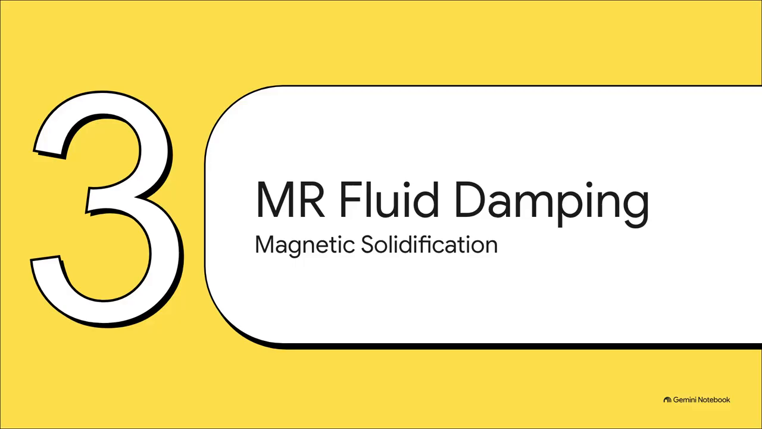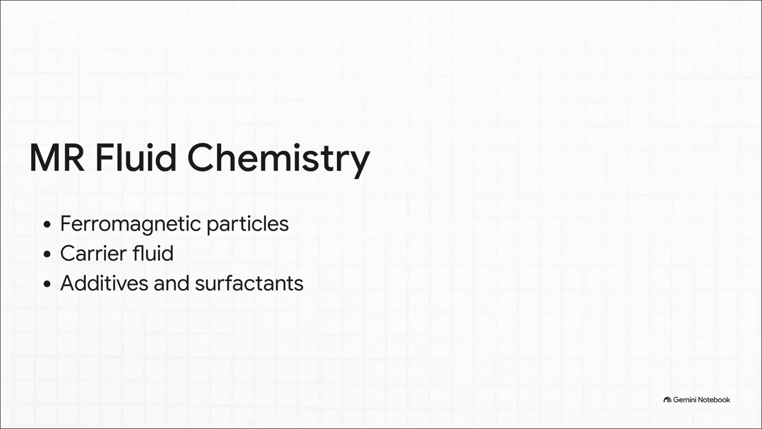Section 3. Smart damping with MR fluids. Magnetic solidification. So we just saw how temperature can change a fluid's volume, right? But what if you could change a fluid's actual physical state entirely on command? Magnetorheological, or MR smart fluids, can do exactly that. They flip from a smooth liquid to a rigid solid in mere milliseconds.